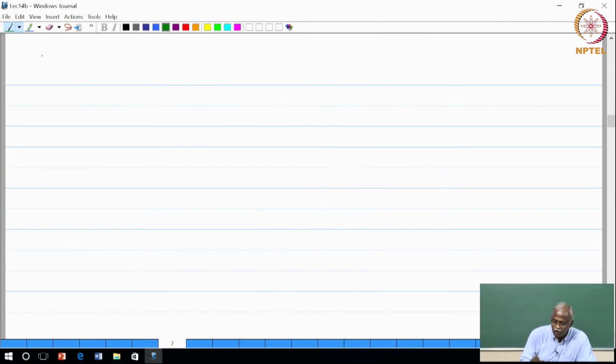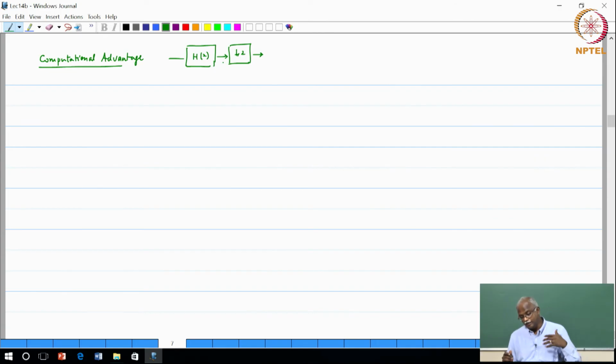So here is the computational advantage of using the polyphase structure. Okay, computational advantage. I want to look at the simplest case where I have H of Z followed by a downsampling by a factor of 2. Now what is the benefit of using polyphase decomposition versus the direct form? So the comparison is between the polyphase structure versus the direct form.